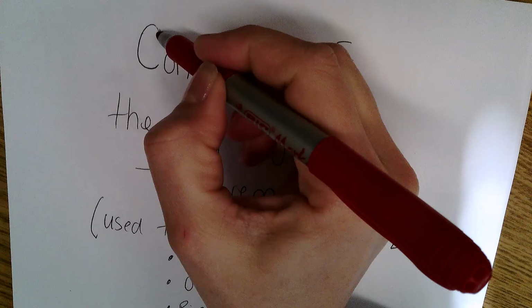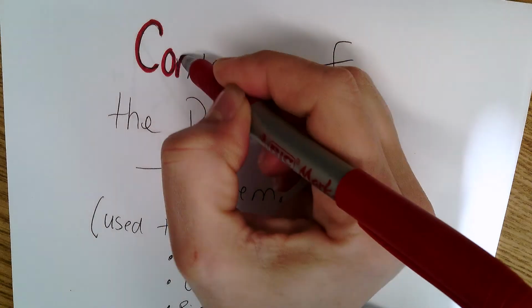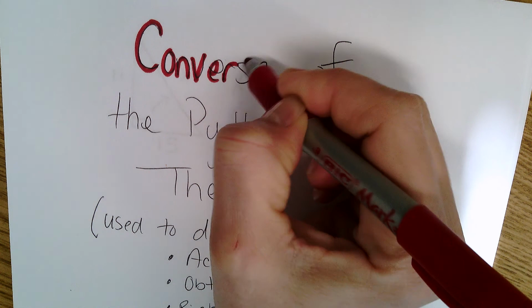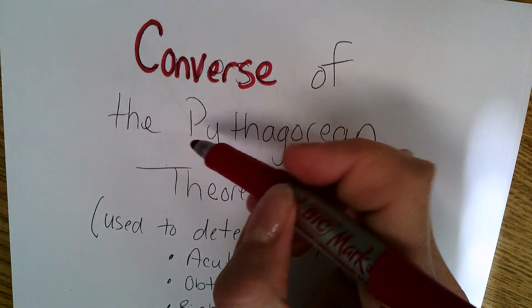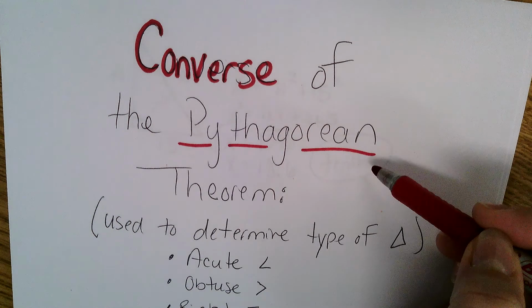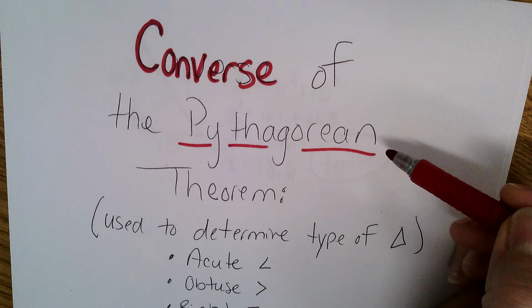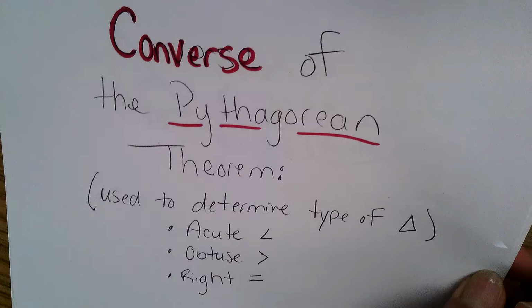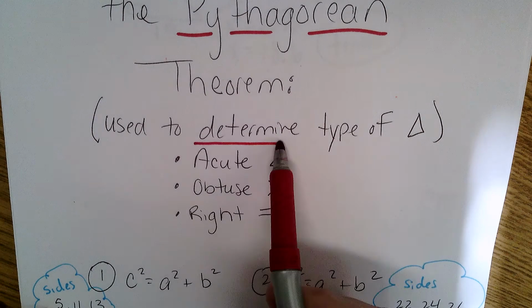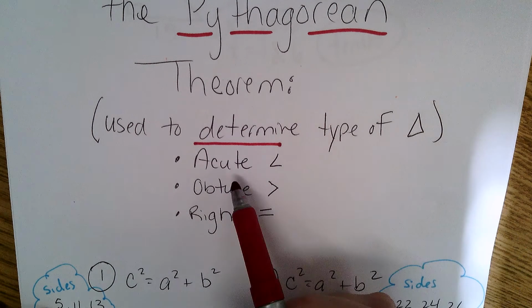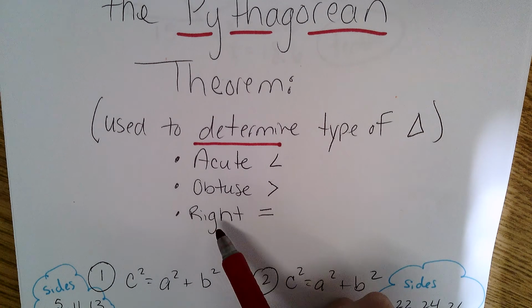Okay, so this is the converse of the Pythagorean theorem. Now, all this is a fancy way to say that it's going to be backwards. So if you're using the Pythagorean theorem, you have a right triangle and you're finding a side length. The converse, however, is used to determine if you have an acute, obtuse, or a right triangle.